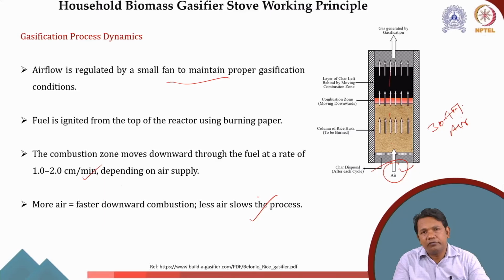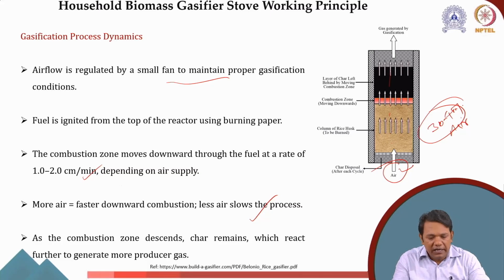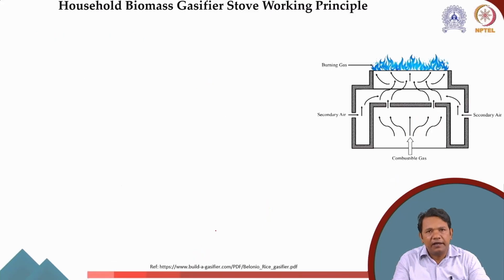Less air slows the process, but then there is a limit on how much air you can give. Always remember the limit should be between 30 to 40%, not more than that. And as the combustion zone descends, the char remains, which will also react with the air to produce more syngas or the producer gas.